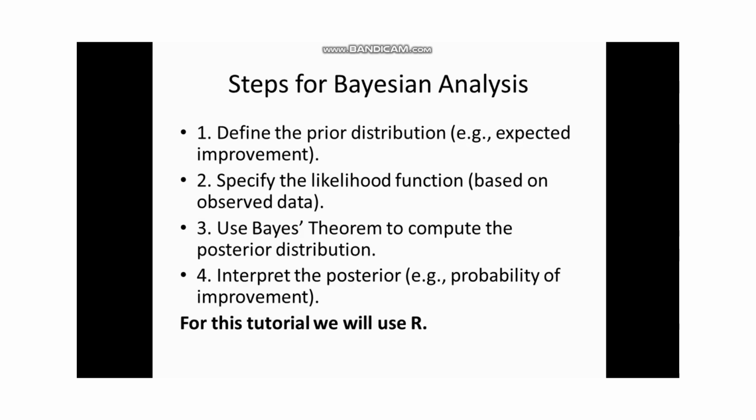Steps for Bayesian analysis. The first one here is to define the prior distribution. The second one, to specify the likelihood function. The third is to use Bayes' theorem to compute the posterior distribution, after which we interpret the posterior, which is the probability of improvement. So for this tutorial, we would use R.